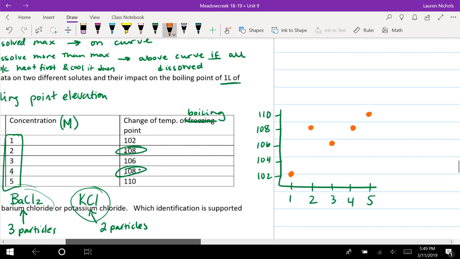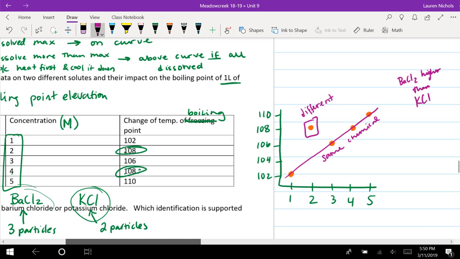And so what I can see better in a picture than I could in a chart is that these four seem to be making a line, and this one seems to be off by itself. So that tells me that these are probably the same chemical. We're told that these are either one of two things, so these are probably the same, and this is probably a different one. And so the key thing is, how do I know which one is which? Well, we know that barium chloride should be higher than potassium chloride because it has more particles. And so if I look at my concentration of 2, where the line crosses at concentration of 2 is right there.